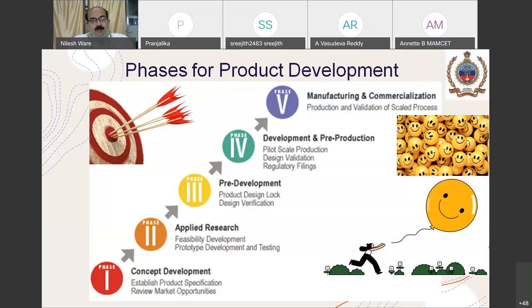But beyond that, the next stage, phase three, is pre-development, where whatever you have developed in the applied research, you have to verify. It could be anything. If it's a design, you verify the design. So it's pre-development. Most of the reputed universities are coming towards pre-development.